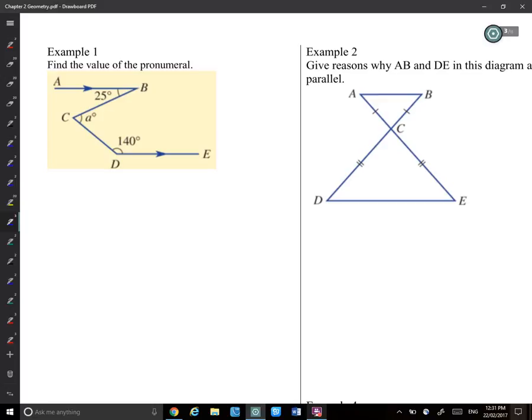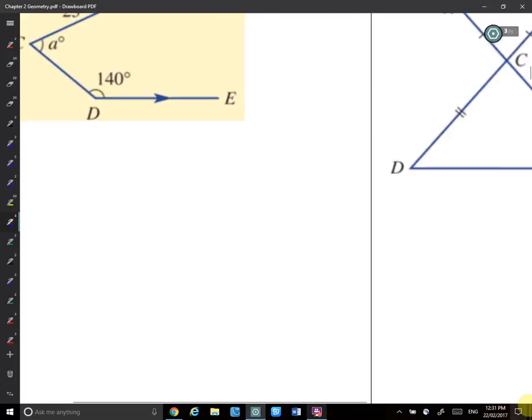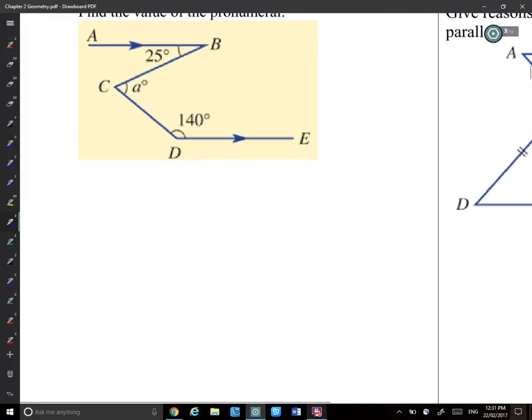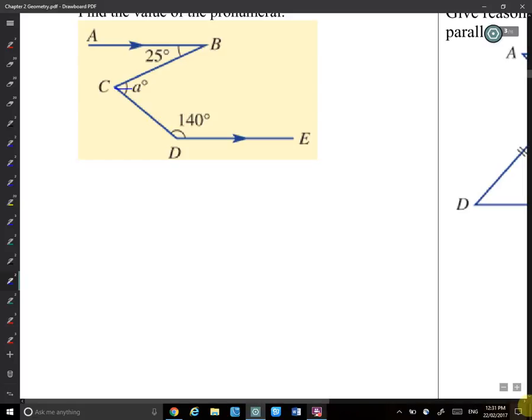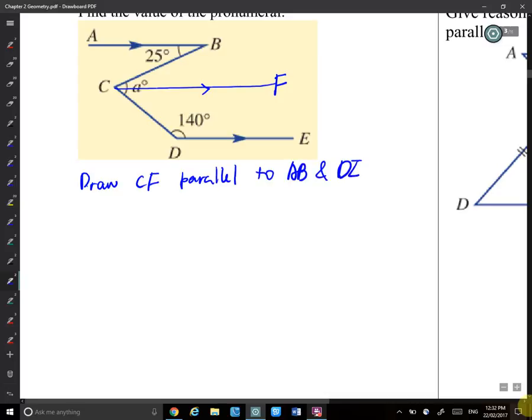Find the value of the angle A. Let's draw a line past point C, and say that's F. The first thing I do is draw CF parallel to AB and DE.